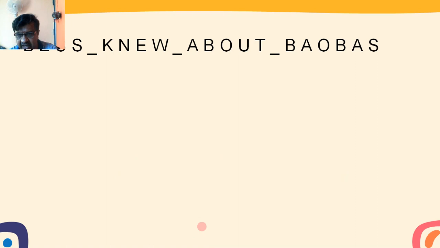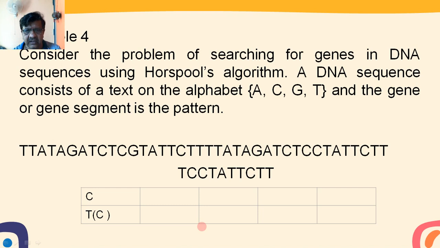And here is another example. Consider the problem of searching for genes in DNA sequences using Horspool's algorithm. A DNA sequence consists of a text on the alphabet A for adenine, C for cytosine, G for guanine, and T for thymine. And the gene or gene segment is the pattern. This is the pattern, a gene segment, and this is the total DNA string. Now we need to find whether TCCTATTCTT occurs.